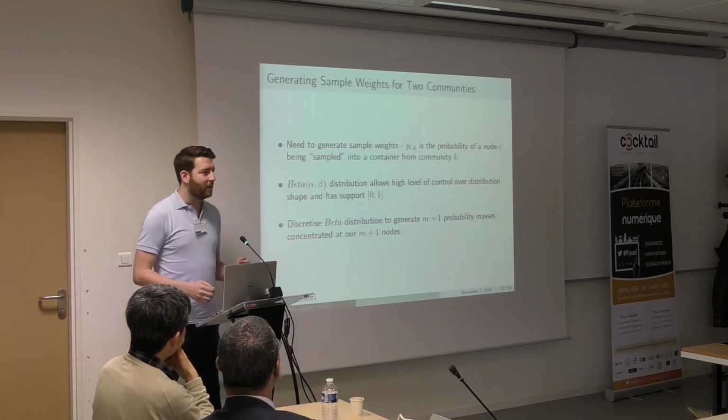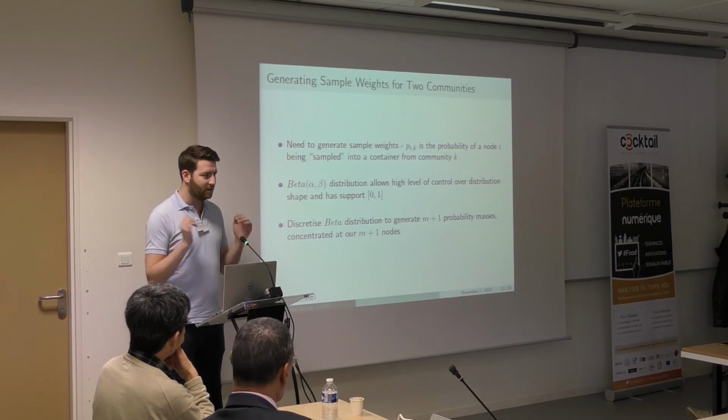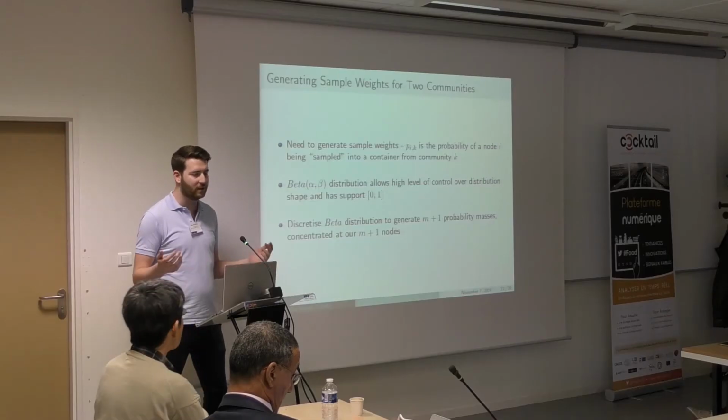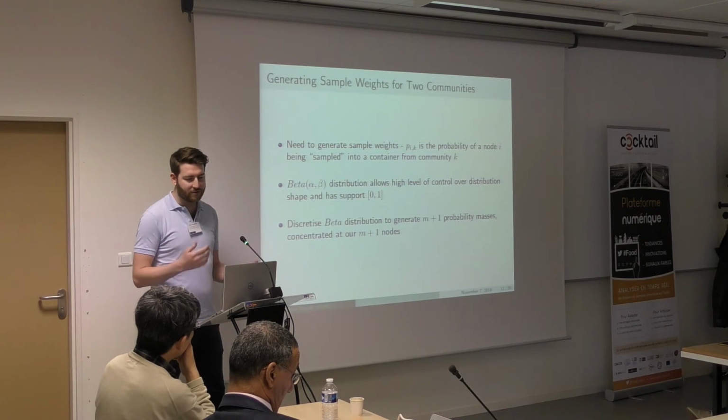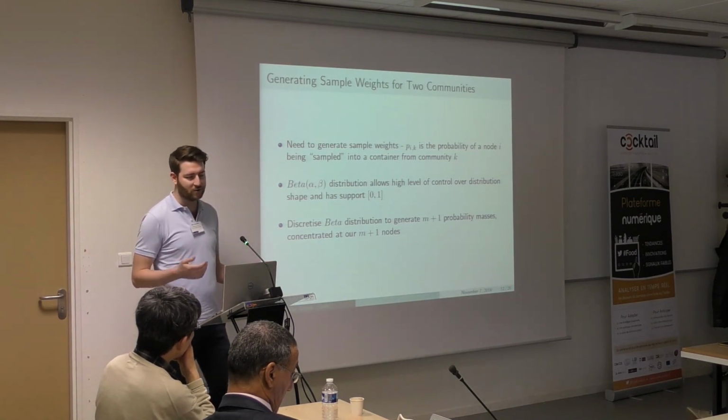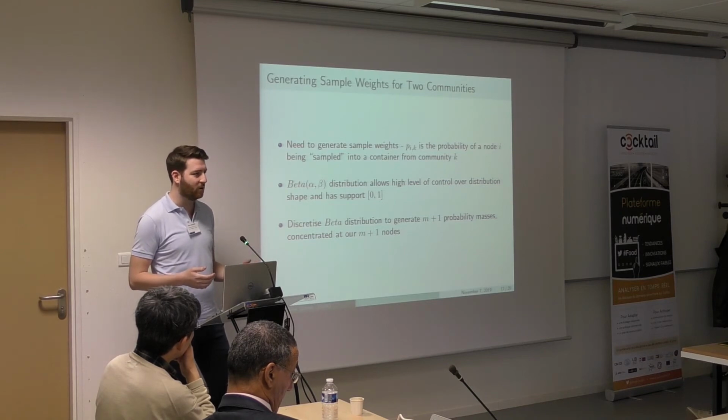So now we need to figure out how we actually get our hashtags into our containers. And we think a nice way to do this is by generating sample weights. So our sample weight Pik would be the probability that our node, or our hashtag I, gets sampled into a container from community K. And a really nice distribution for generating these sample weights is a beta distribution, because the 2 parameters, alpha and beta, give us a lot of control over its shape.